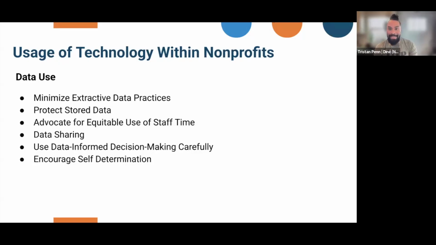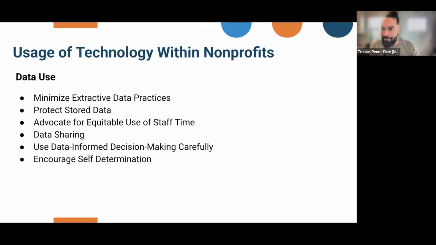I think also a few other things, encouraging self-determination. And this is a bit more tactical. I know some of y'all are probably joining being like, yeah, these are general thoughts on things, but there's also practice in here as well. This is one of them that I think about in terms of the equitable usage of data, and that's encouraging self-determination.